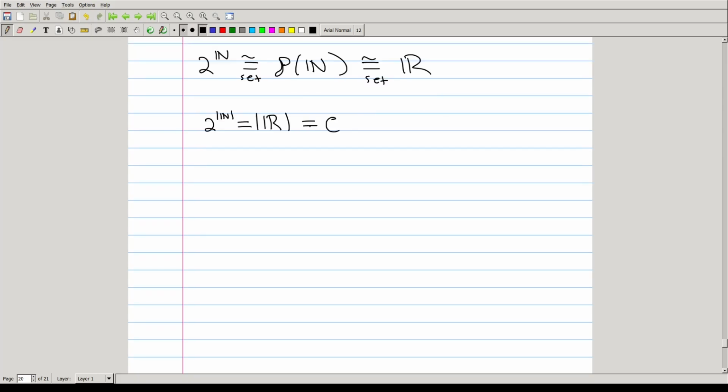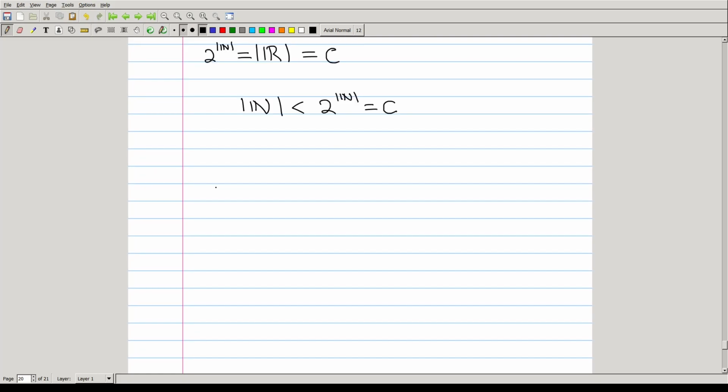And we know from Cantor's theorem from before that the cardinality of the natural numbers will always be strictly less than the cardinality of the power set of natural numbers, or the cardinality of the real numbers, which is C. And the idea here is the following. This actually leads us to what's called the Continuum Hypothesis, which asserts the following.